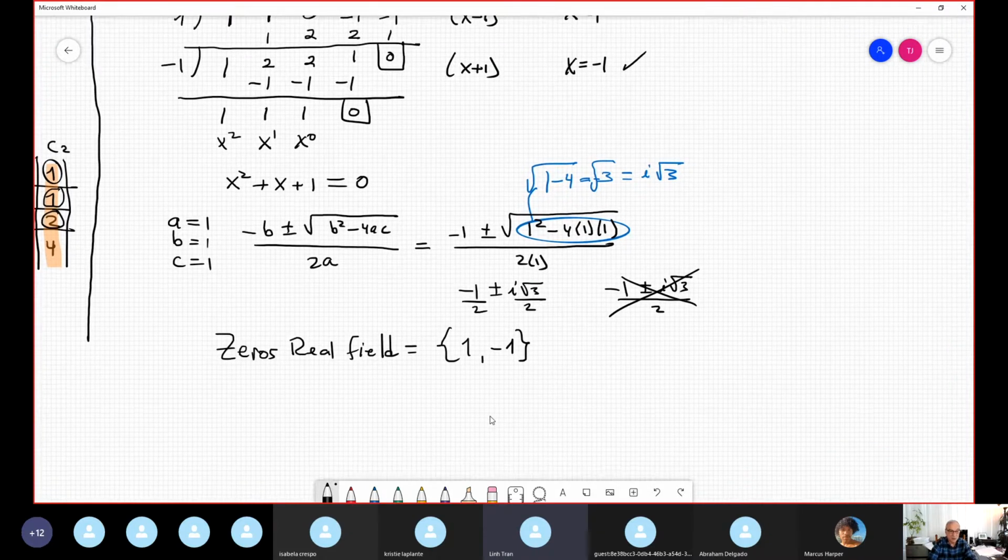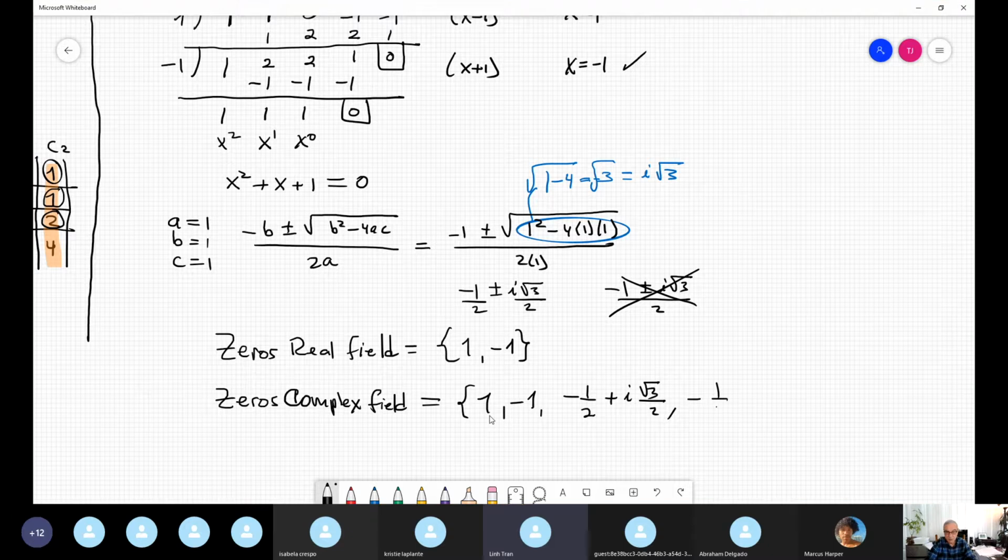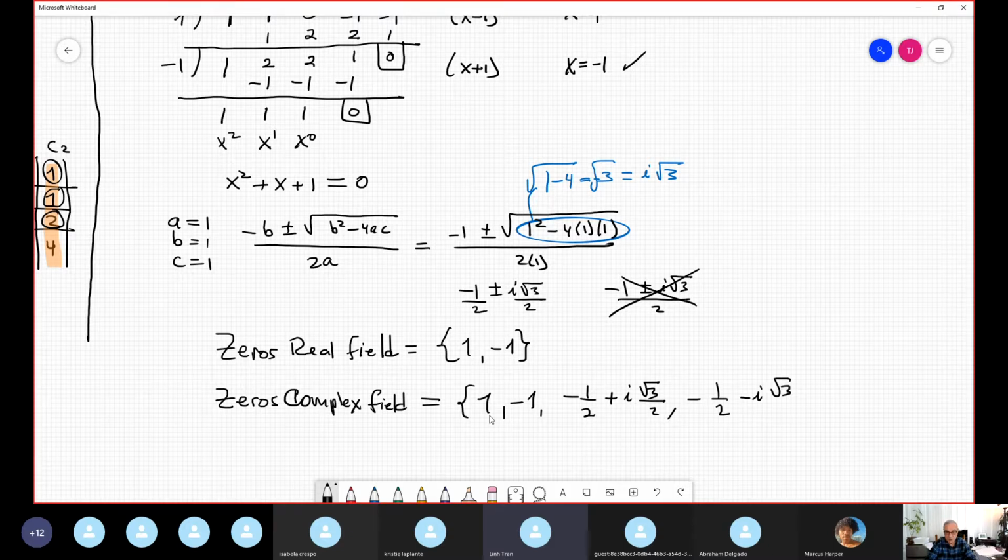Zeros in the complex field. Complex includes real. The complex field, of course, includes real and complex. And the complex ones are negative 1/2 plus i radical 3 over 2, comma, negative 1/2 minus i radical 3 over 2. One more time, you confirm it, you can see that the complex zeros come in a pair of conjugates. You see the real part is the same, negative 1/2, however, the imaginary part is not.